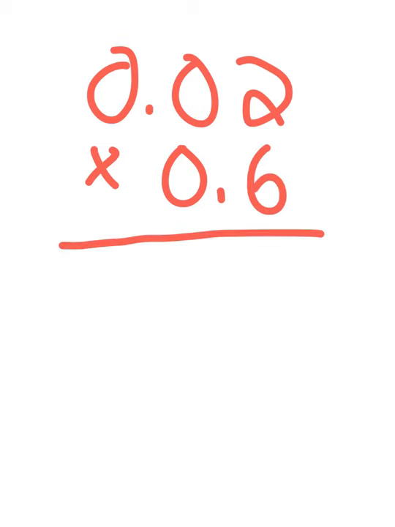0.02 times 0.6. We start off over here with the 6. 6 times 2 is 12. Put down the 2, carry the 1. 6 times 0 is 0. Add the 1 to 0 and you get a 1. And then 6 times 0 is 0.